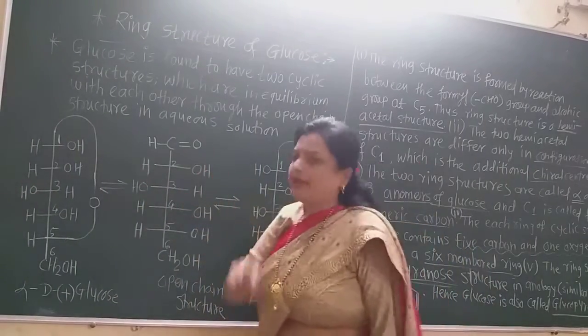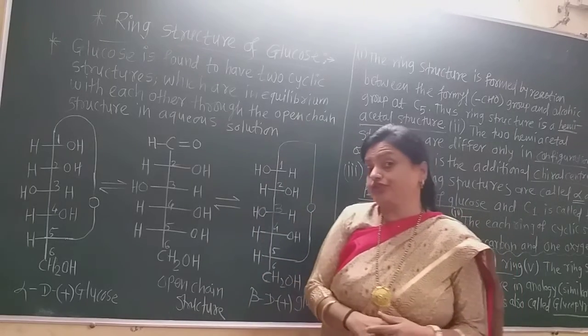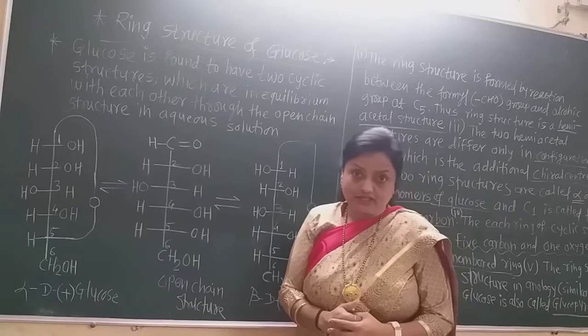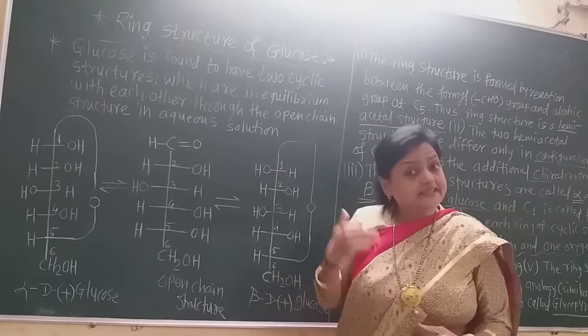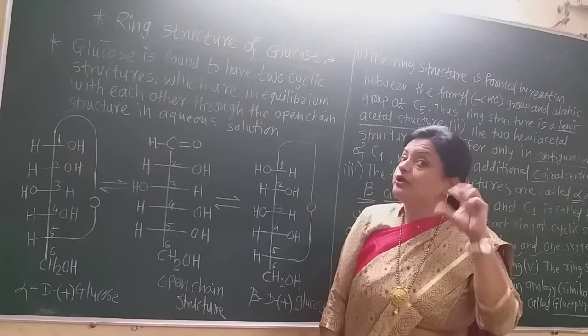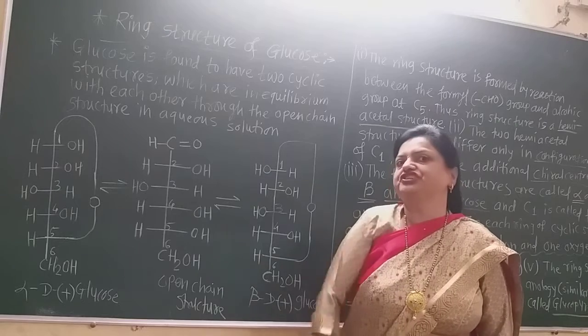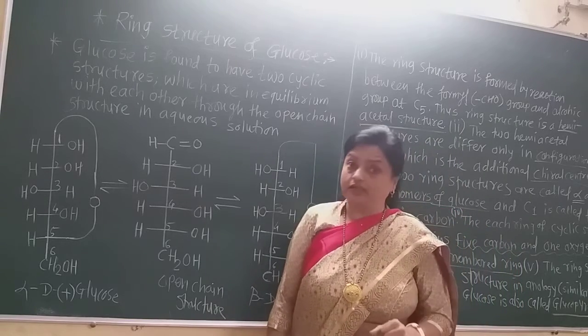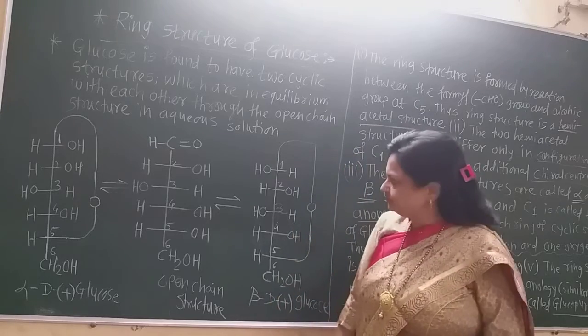Now see what happens during the formation of the 6-membered ring structure of glucose, in which in that ring there are 5 carbon atoms and 1 oxygen atom. And the 6th remaining carbon atom is out of the ring. How is that? See here.